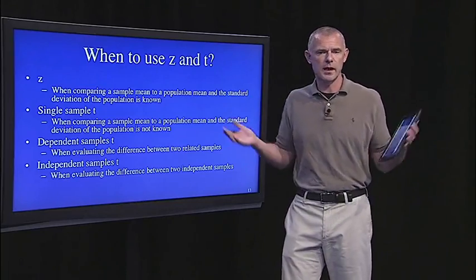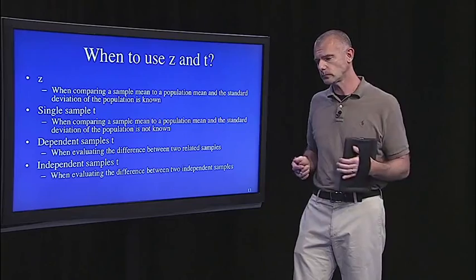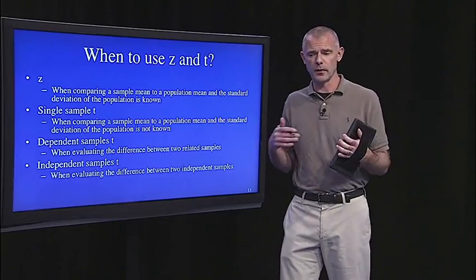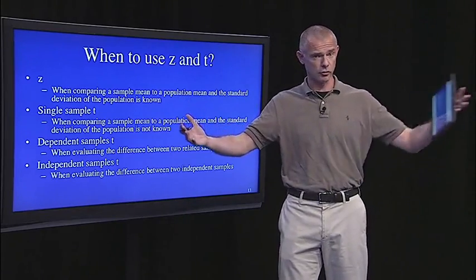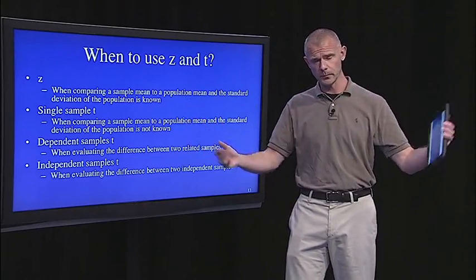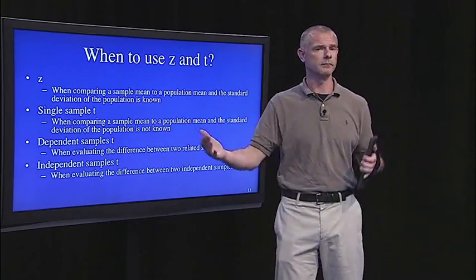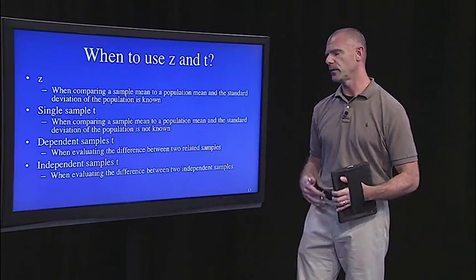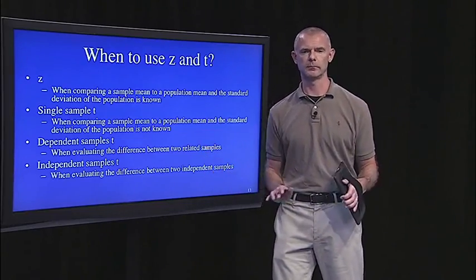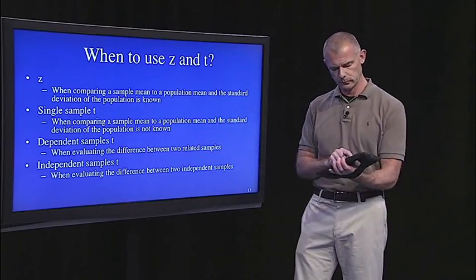Independent samples t is just when I have two different groups. So if I wanted to compare the training group to the control group, those were different people. Or if I wanted to compare men versus women, that would be an independent samples t. The groups are independent.